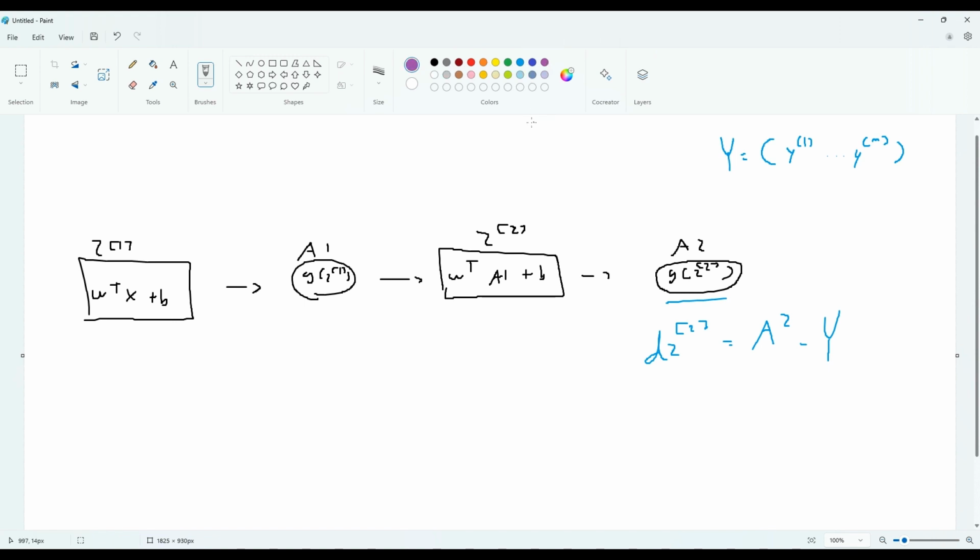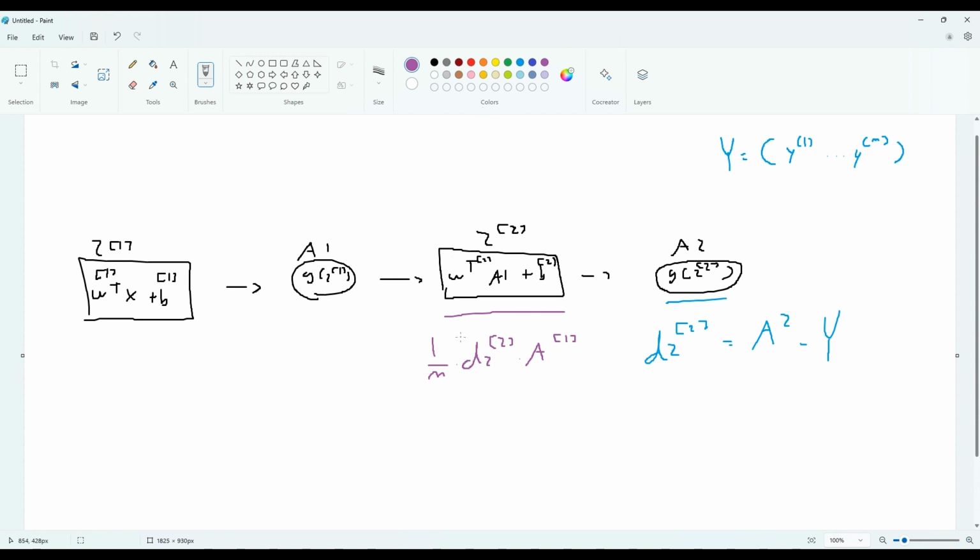and then the derivative of our w2. Sorry, I should have put 1's here, I forgot to put 2's here, second layer, whatever. So the derivative of our w2 is going to be 1 over m times the derivative of z2, which is right here, multiplied by a1.